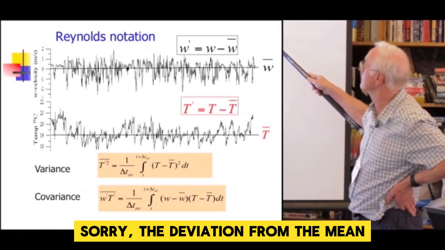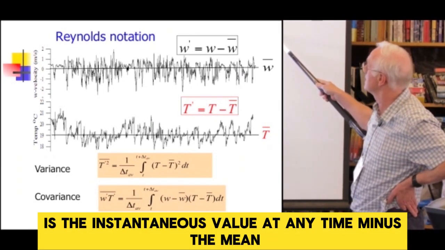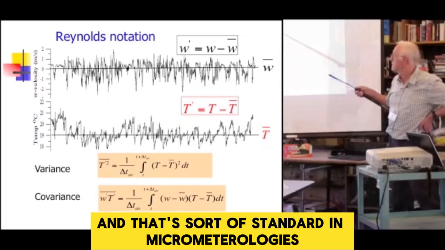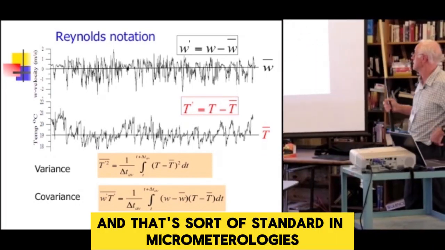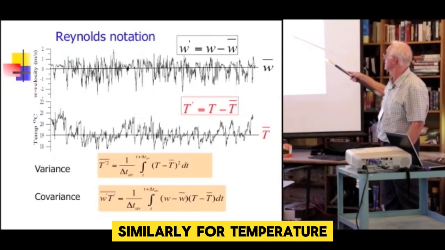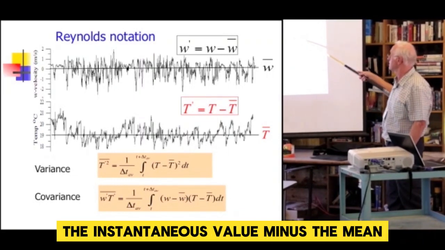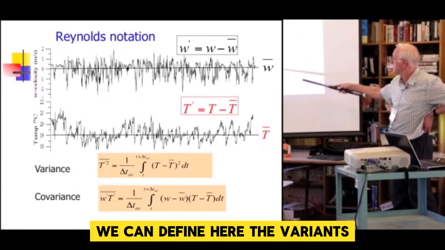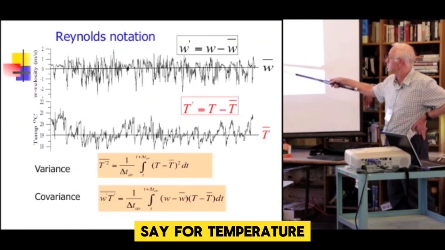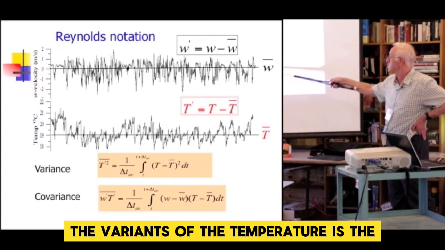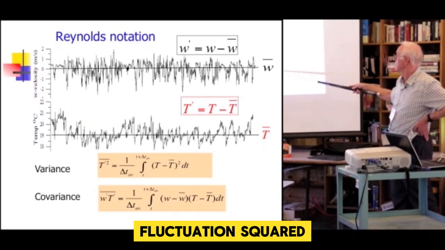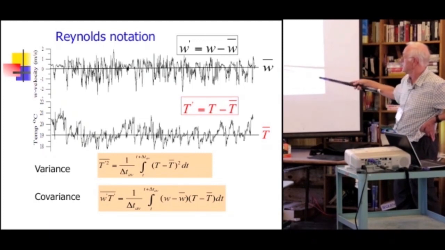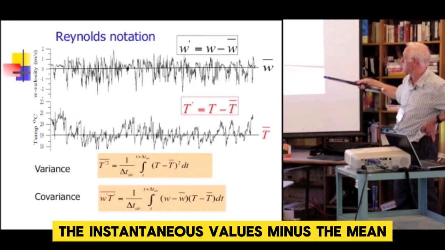the deviation from the mean is the instantaneous value at any time minus the mean. And that's sort of standard in micrometeorology. Similarly for temperature, the instantaneous value minus the mean. And what we can define here, the variance, say for temperature, the variance of the temperature is the fluctuation squared, and that is simply the time average of the instantaneous value minus the mean, squared.